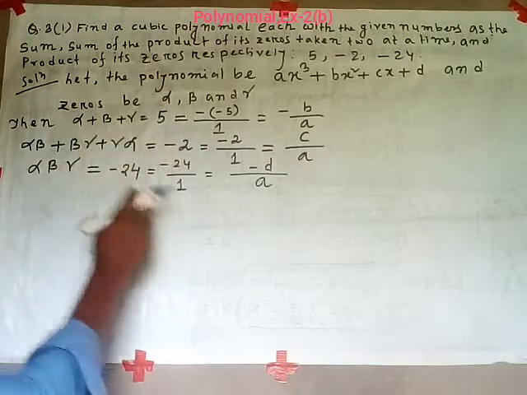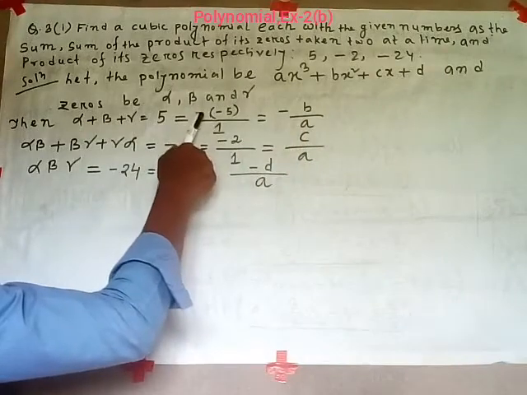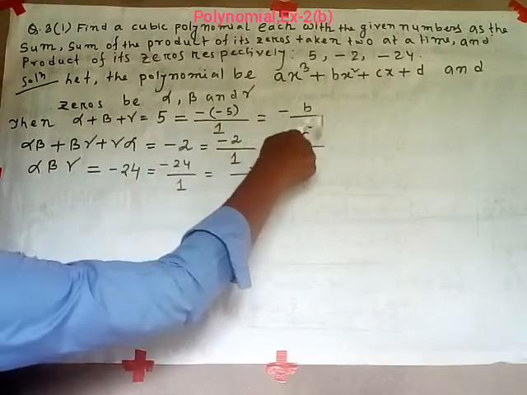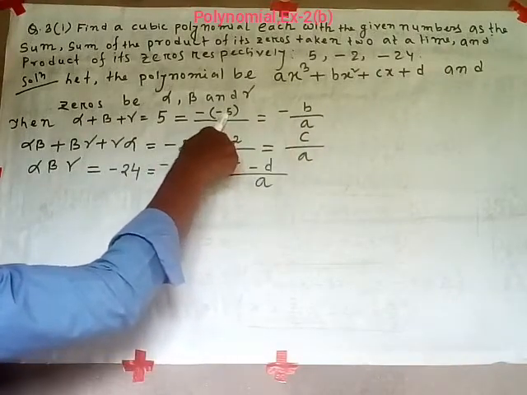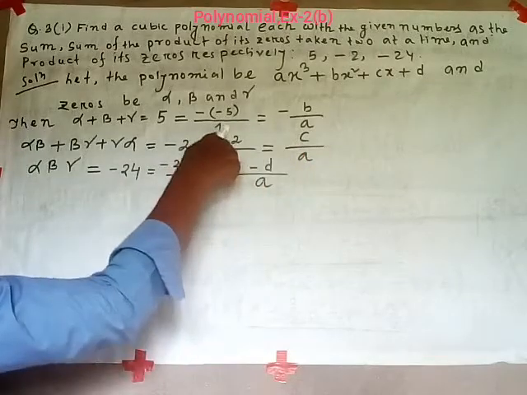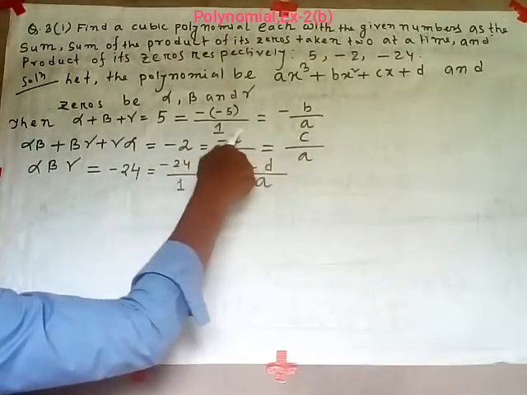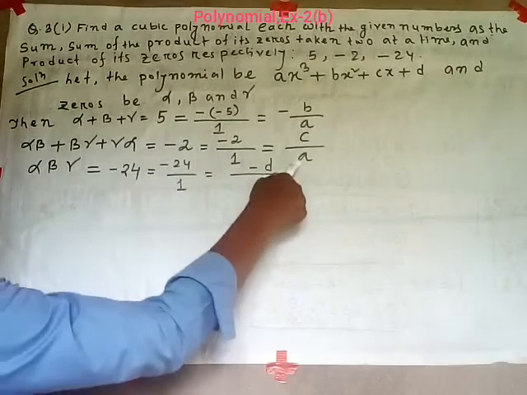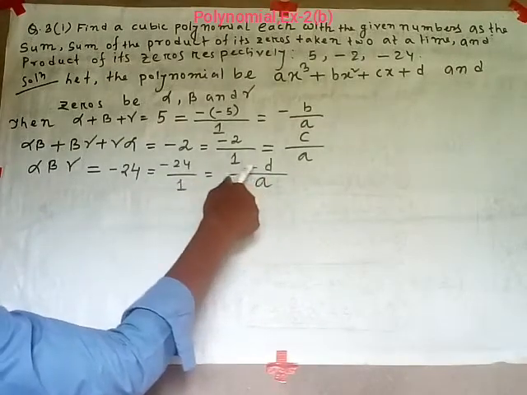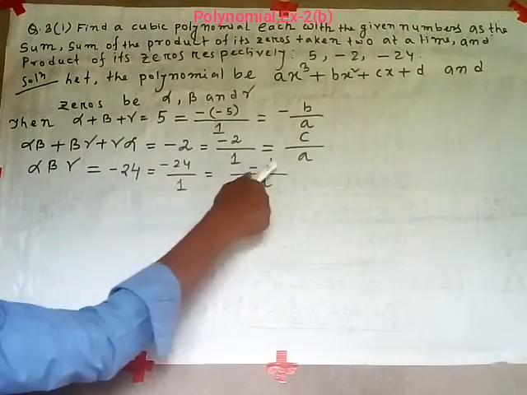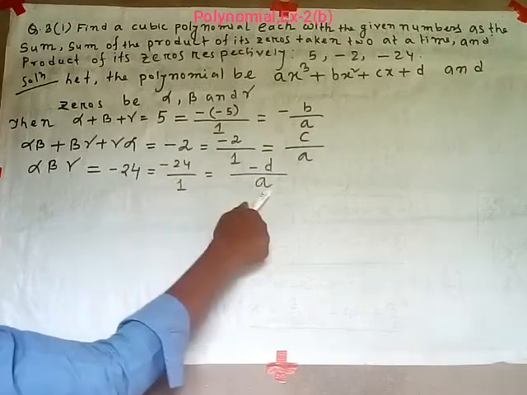So now if you consider, look, minus is minus, b equal to what can we understand? Minus 5. A equal to 5. Here also c equal to what? Minus 2. A equal to how much? 1. Here also minus cancels. D means 24. A means 1.